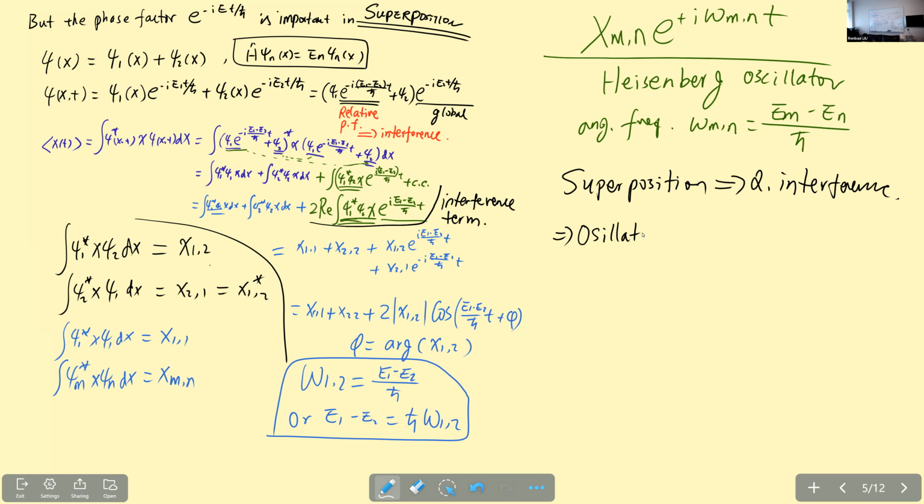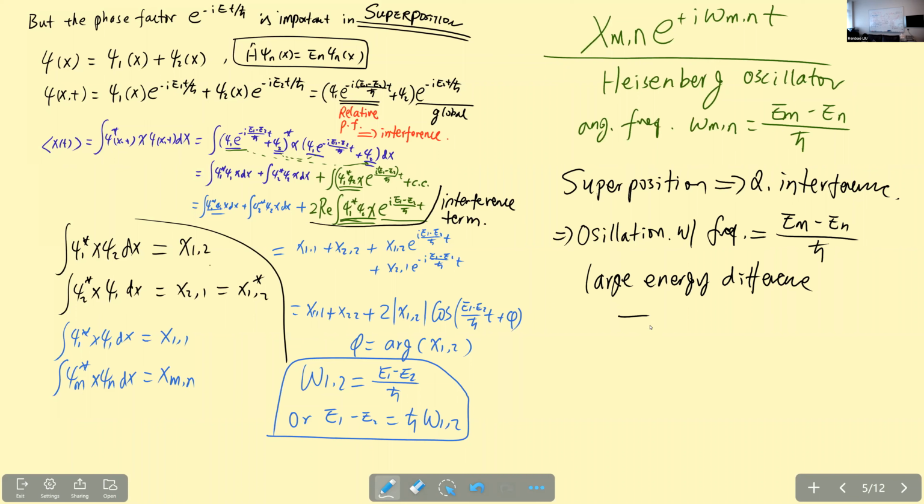That is the oscillation, with frequency given by the energy difference. So if I have a large energy difference, that leads to fast oscillation, something we have seen from this one.